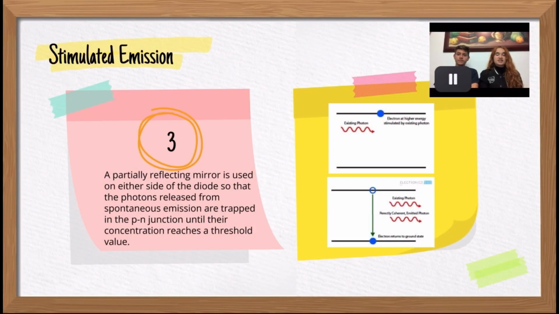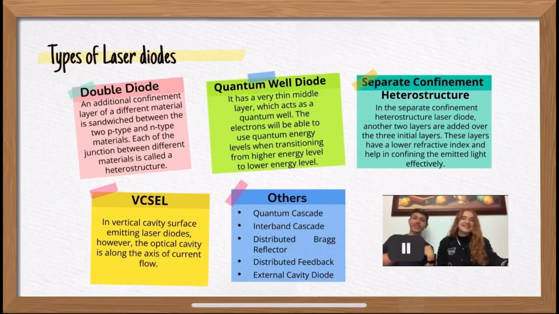Stimulated emission. A partially reflective mirror is used on either side of the diode so that the photons released from spontaneous emission are trapped in the p-n junction until their concentration reaches a threshold value. On the right hand, we can see an example of this stimulated emission.